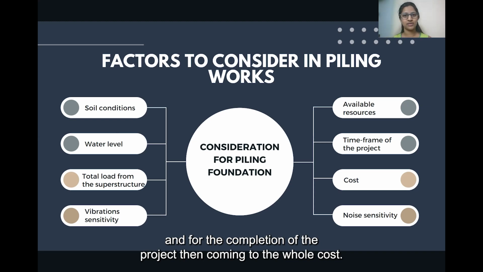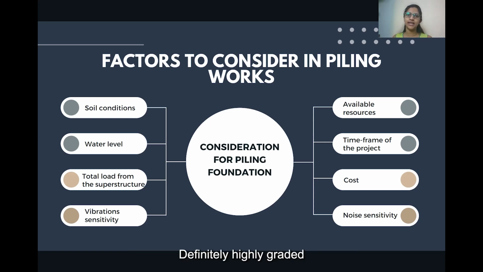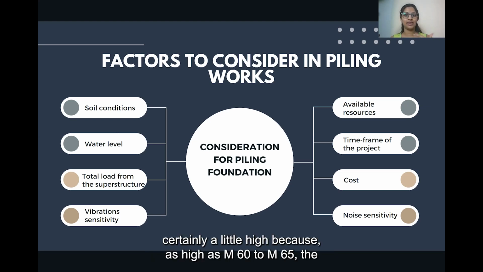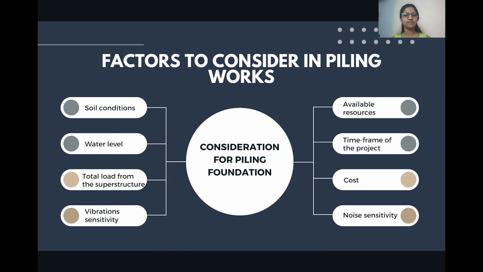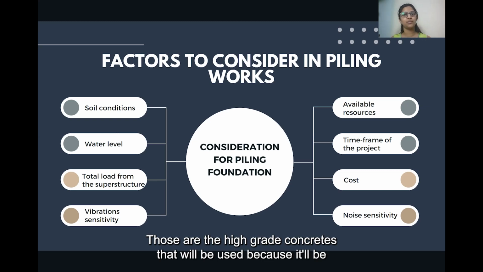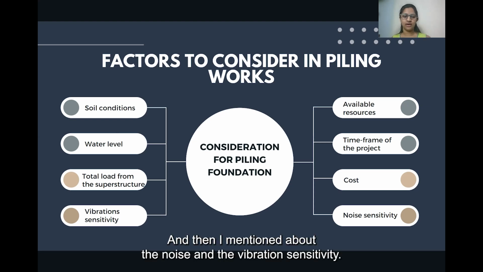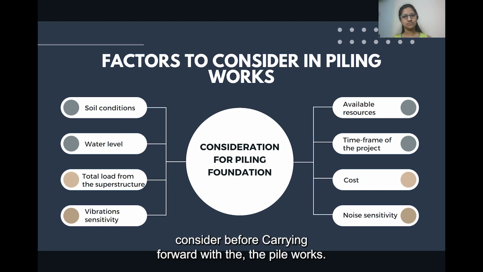Then coming to the whole cost, what is the cost of the grade of the concrete that has been used? Definitely high-grade concrete will be used for piling foundation, and the cost of it will certainly be a little high, because as high as M60 to M65, the high strength concrete which we spoke about in the residential part, those are the high-grade concretes that will be used, because it will be taking a tremendous amount of load every 5 minutes. And then I mentioned the noise and the vibration sensitivity. So these are the various factors that you will have to consider before carrying forward with the pile works.